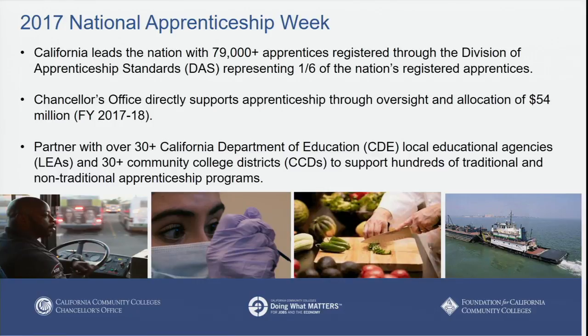This week is of particular importance and significance for the California Community College Chancellor's Office, given that we have currently 79,000 registered apprentices in California, representing 1/6 of all registered apprentices in the nation. The Chancellor's Office directly supports apprenticeship through the direct allocation of over $54 million in both related and supplemental instruction, as well as the California Apprenticeship Initiative, which I oversee.